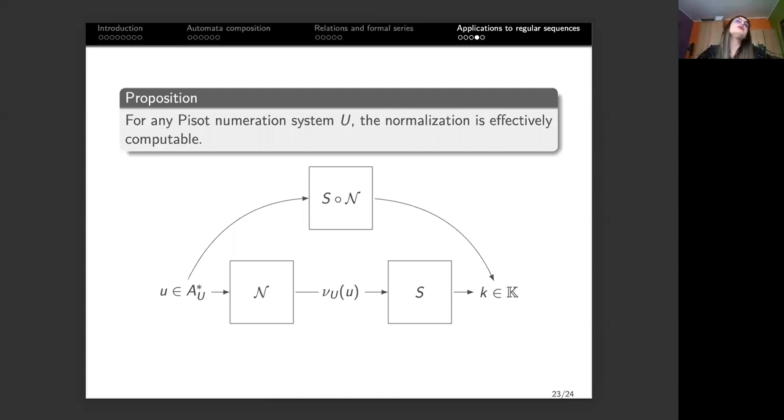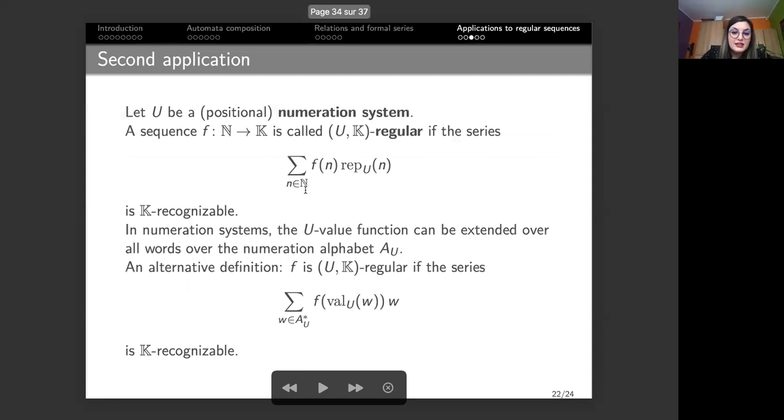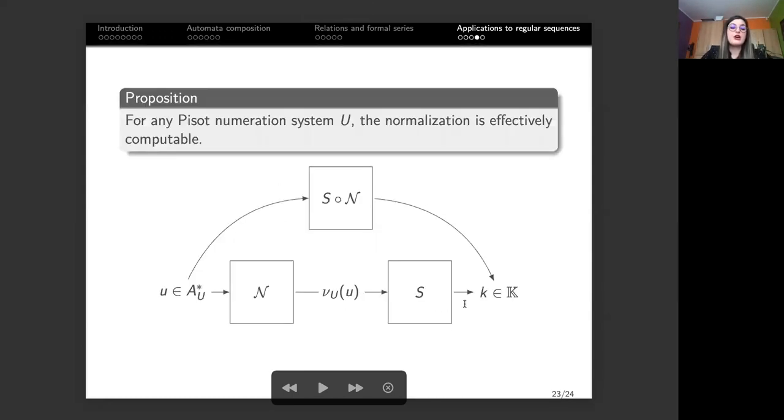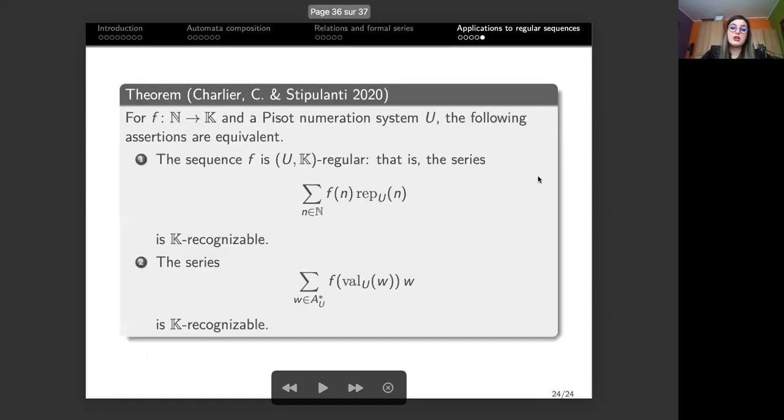But in U, it's quite different. For any Pisot numeration system, we know that the normalization is effectively computable, that means that there is a two-tape automaton mapping each word to its normalized word, that means the greedy word having the same value. So from a word, we can go to its normalized version, and to this normalized word, we can compute the weight over the series recognizing this series. So thanks to this notion of composition, we can prove that the two notions I have for the regularity over Pisot numeration systems are equivalent.